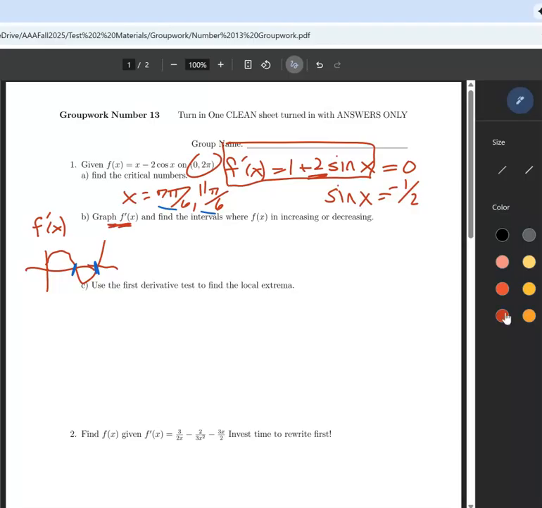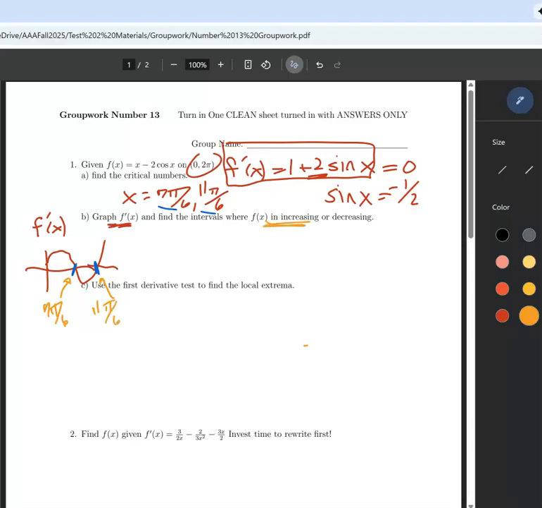So then I can take a look and say, if I'm looking at the critical number of 7 pi over 6, that would be this one. I just want to find out where it's increasing and decreasing. Sorry about that, I'm jumping ahead. So this is 7 pi over 6, and this is 11 pi over 6.